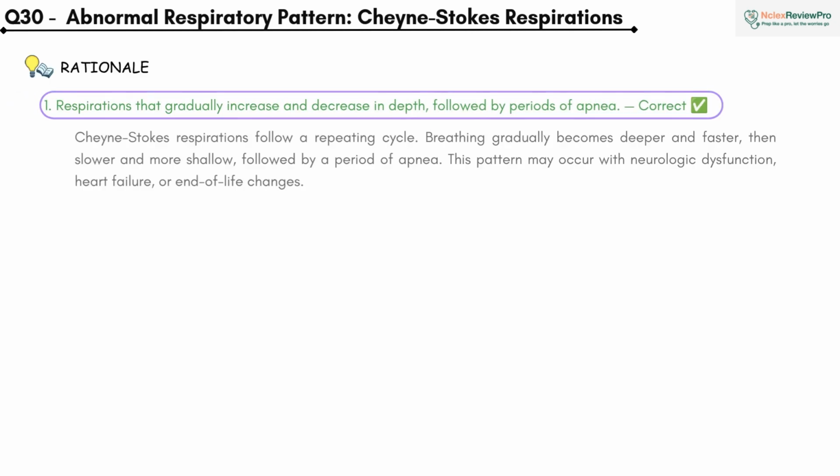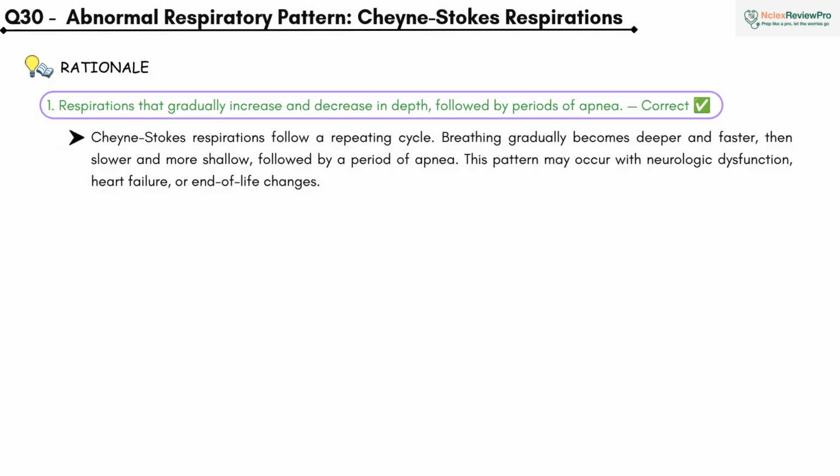All right, let's look at the rationale. Cheyne-Stokes respirations follow a repeating cycle. The breathing gradually becomes deeper and faster, then slower and more shallow, followed by a period of apnea. The major clue is the pattern of increase, decrease, and then pause. This pattern may occur with neurologic dysfunction, heart failure, or end-of-life changes.